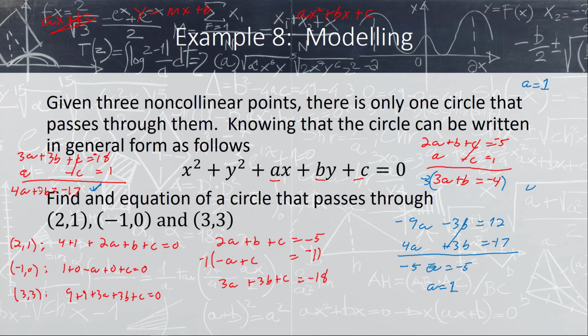Once I have that, I can use this equation or this equation to figure out what b is. And I'm going to go ahead and use this one. Over here, I have that 4 times a, or 4 times 1, which is 4, plus 3b is equal to negative 17. Well, I can subtract 4 from both sides, and that will give me that 3b is equal to negative 21, or that b is equal to negative 7. So that is my value for b. I have a is equal to 1, and b is equal to negative 7.